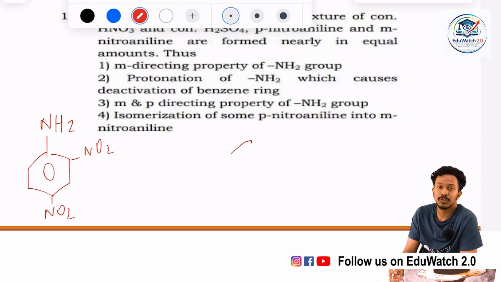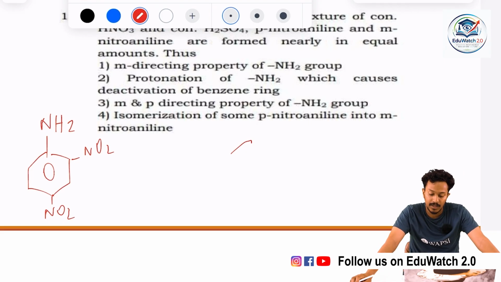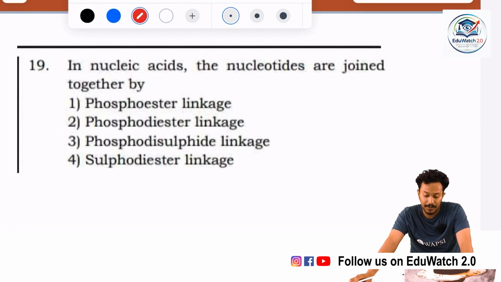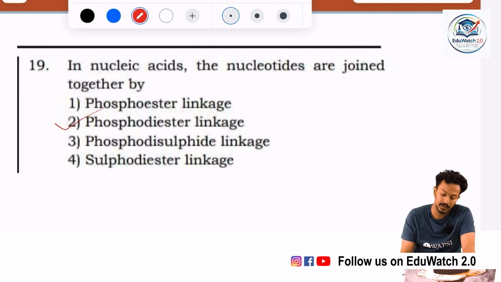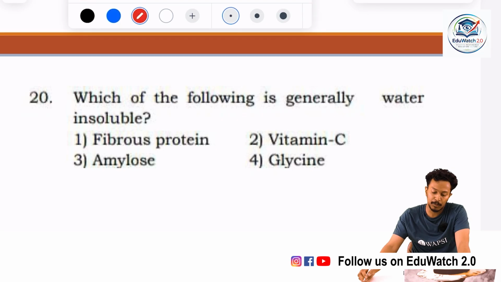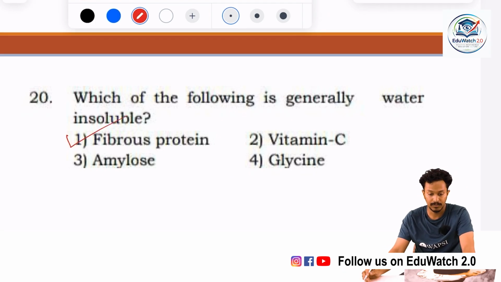Okay. Let us move on to the next one. Yes, this is a simple biomolecules related question. In nucleic acid, the nucleotides are joined together by what? Phosphodiester linkage. Simple one. Option number 2. Question number 20. Which of the following is generally water insoluble? Same biomolecules, fibrous protein. Option number 1.